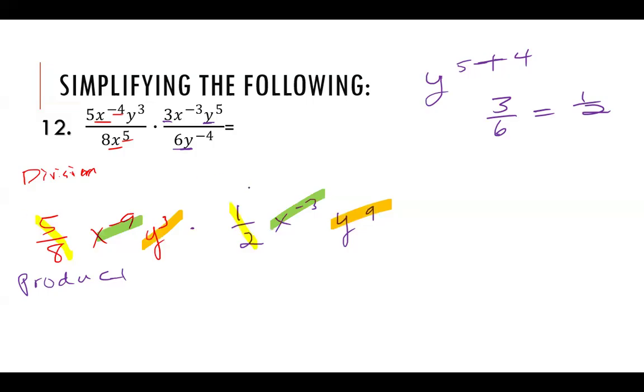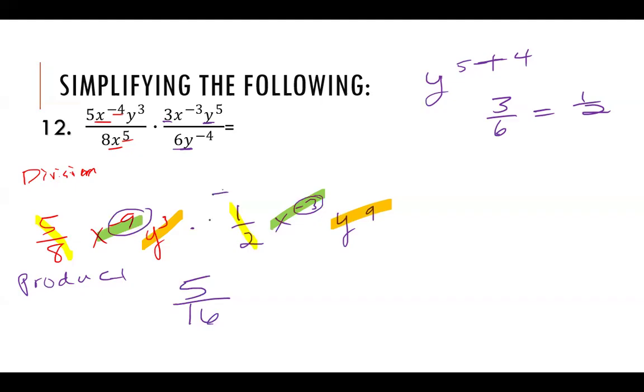Product rule for big numbers, we are just doing 5/8 times 1/2, which means you multiply your numerator to numerator, denominator to denominator, correct? So what is 5 times 1? 5. What is 8 times 2? 16. I'm done with that one. Product rule for exponents is different. Product rule for exponents tells me I'm doing what with negative 9 and negative 3?